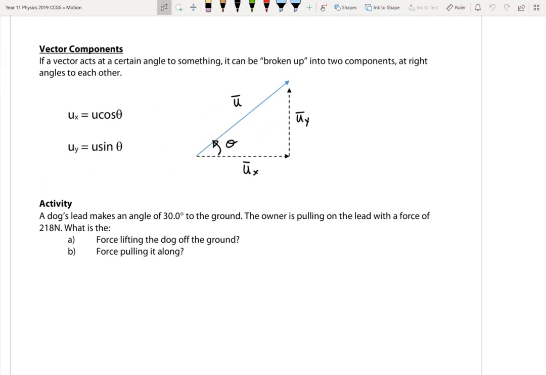This is a skill that you are expected to be able to do very easily. Now, we will need to split our vectors up into components. Often it will be horizontal and vertical. I prefer to use X and Y, okay? So if you're given a vector magnitude and an angle, then obviously in this diagram, we've got U sine theta as the vertical, and we've got U cos theta as the horizontal.